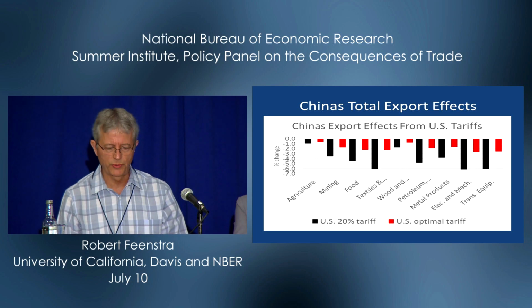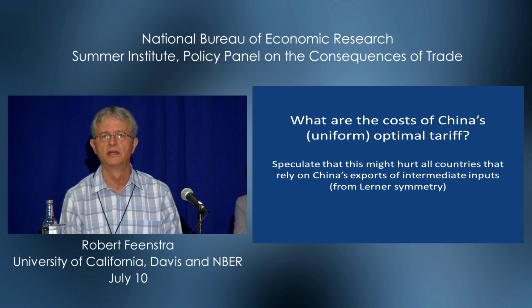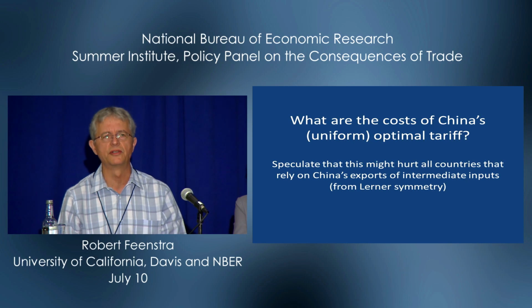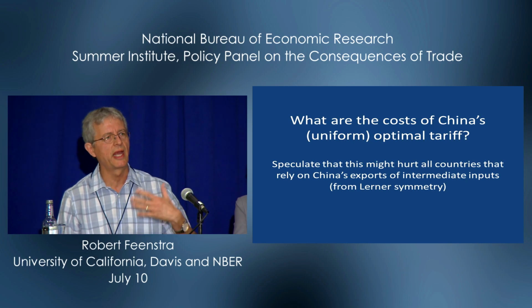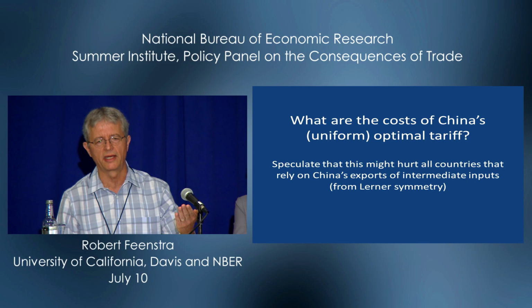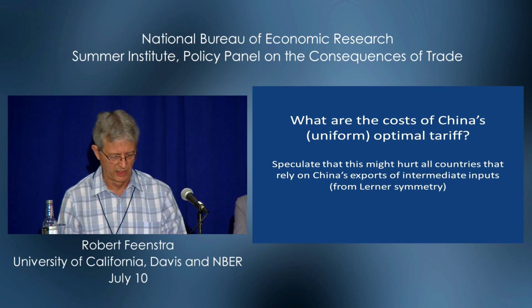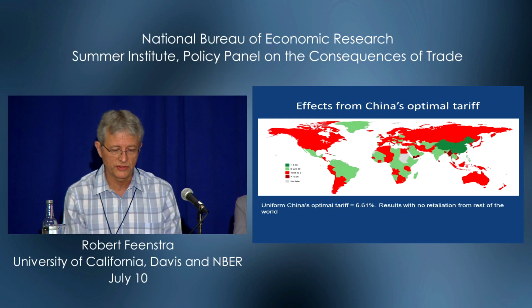So now we might switch and ask, what are the costs of a China uniform optimal tariff? And I'd speculate that this might hurt all countries that rely on China's exports of intermediate inputs. I say exports here because I'm thinking of China's optimal tariff as also an export tariff, appealing here to Lerner symmetry. So what are the results of this?